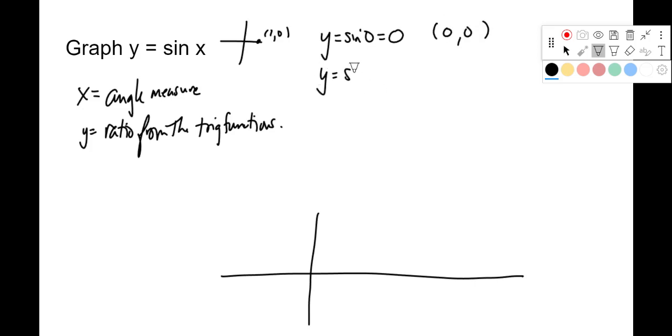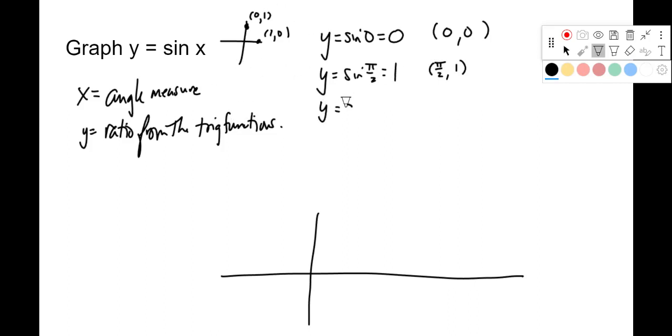The next quadrantal angle is pi over 2. So the sine of pi over 2, well, pi over 2, that's up here. That's at the point 0, 1. So the sine of pi over 2 is 1. So that gives me another point on my graph. The x-coordinate is pi over 2. That's an angle. And the y-coordinate is 1. That's the ratio you got from this unit circle.